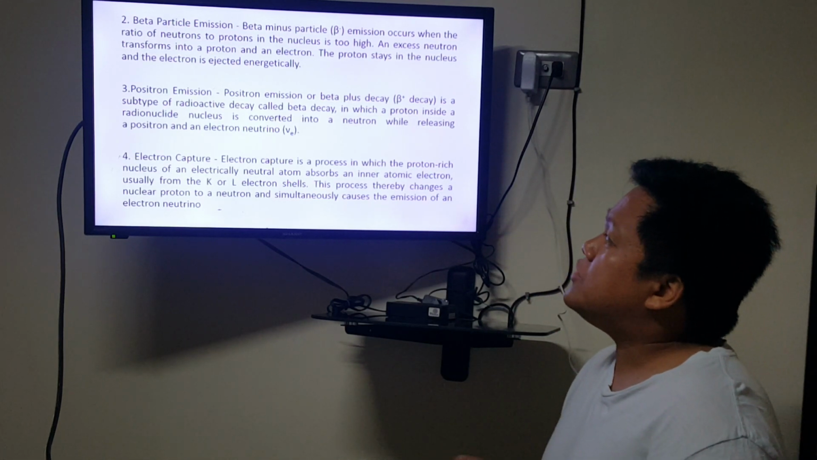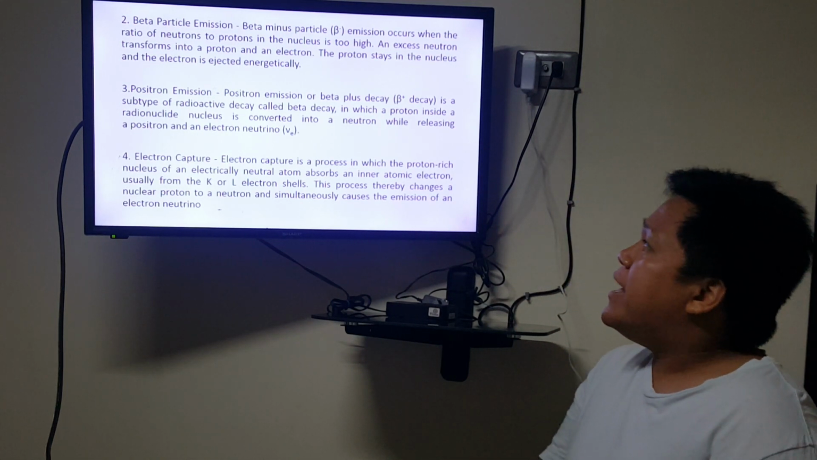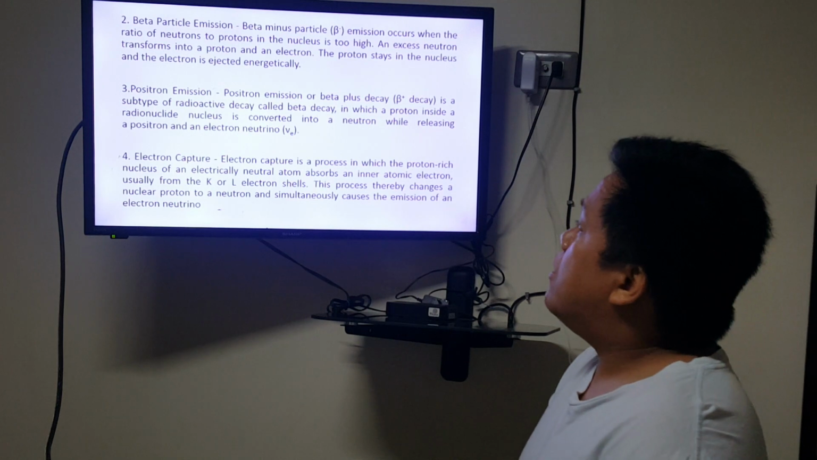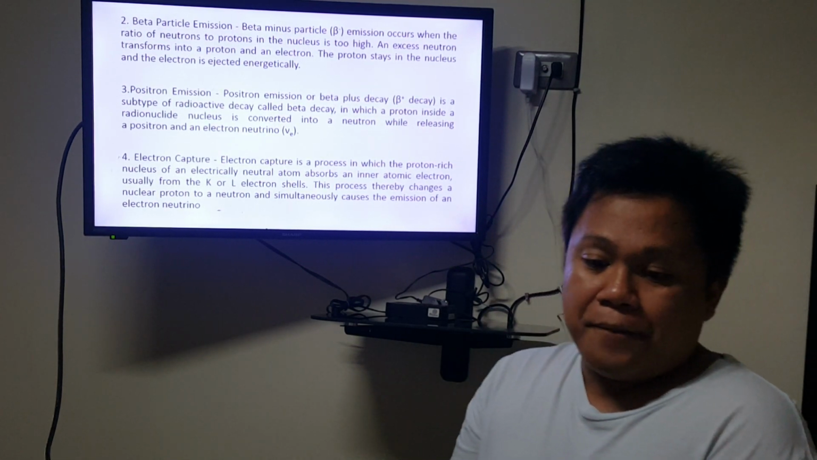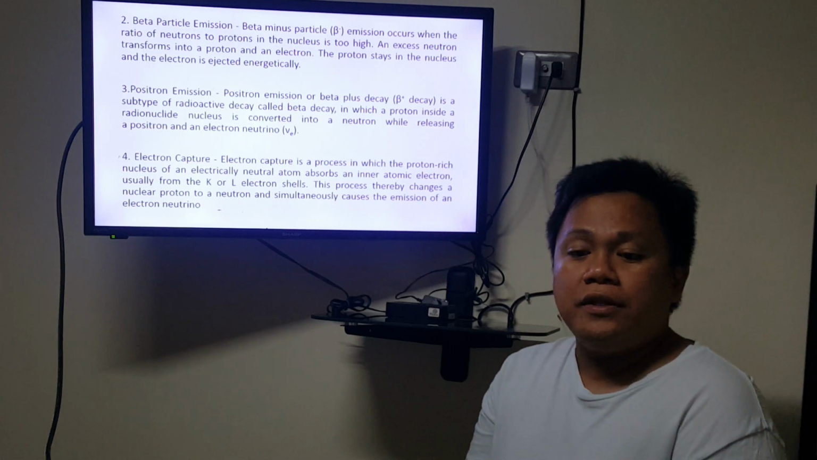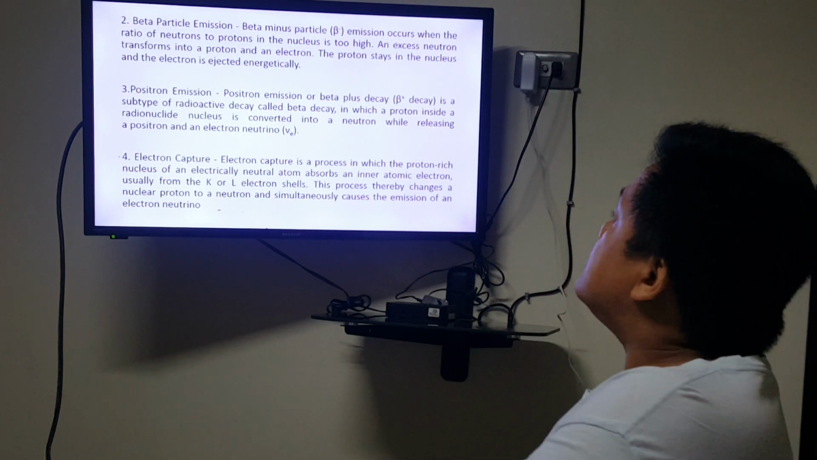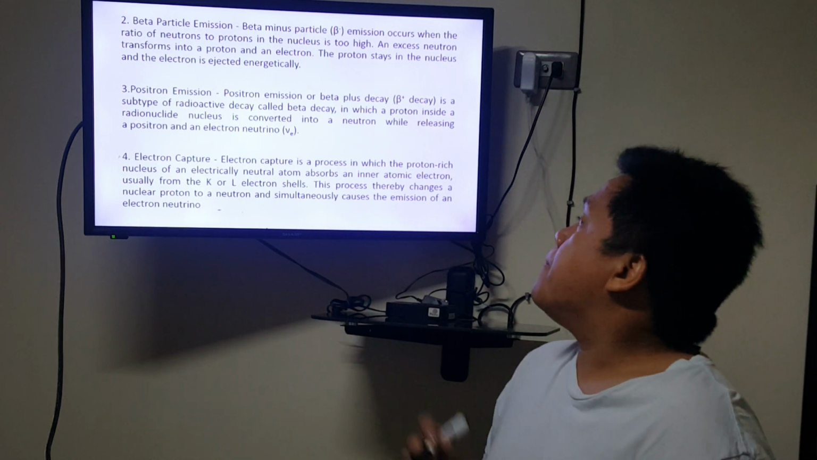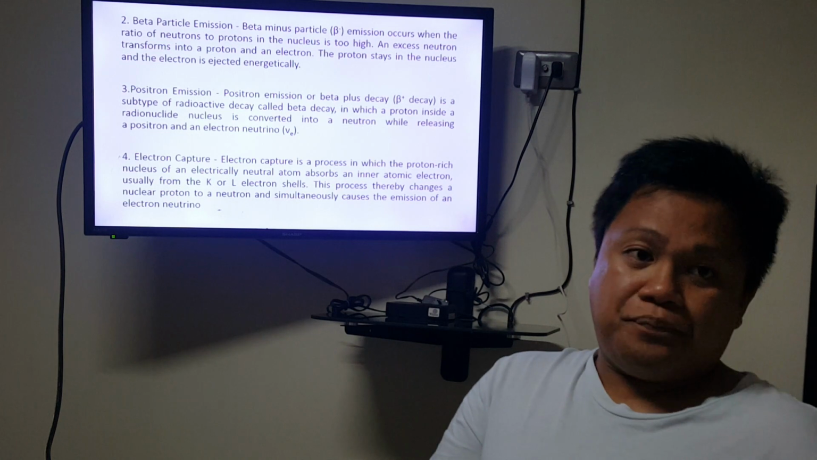Number 3 is positron emission. Positron emission, or beta plus decay, is a subtype of radioactive decay called beta decay, in which a proton inside a radionuclide nucleus is converted into a neutron while releasing a positron and an electron neutrino.